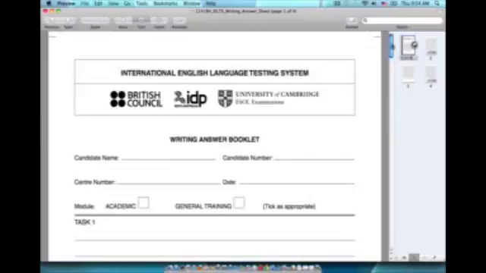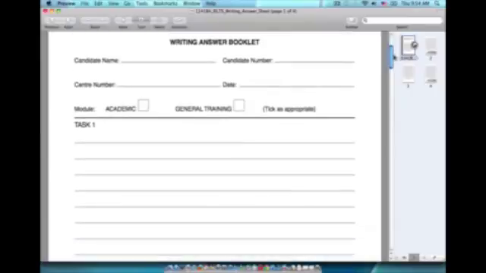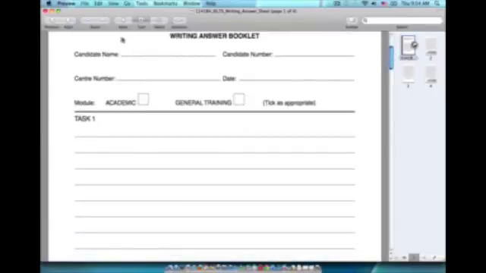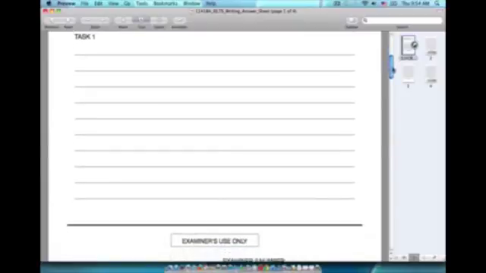So on the screen here is the writing answer booklet, and it's nothing too much to it really. There's just spaces for your name, the center number that you're taking the exam at, your candidate number, and the date. You check which module you're taking, whether it's the academic or general training, and then you're given space to respond to your task 1 IELTS question, and a little space at the bottom for the examiner to identify themselves.